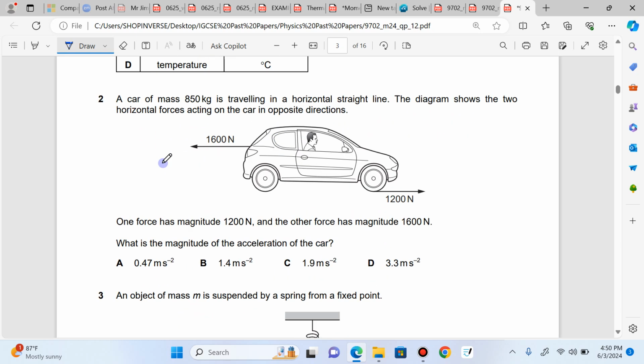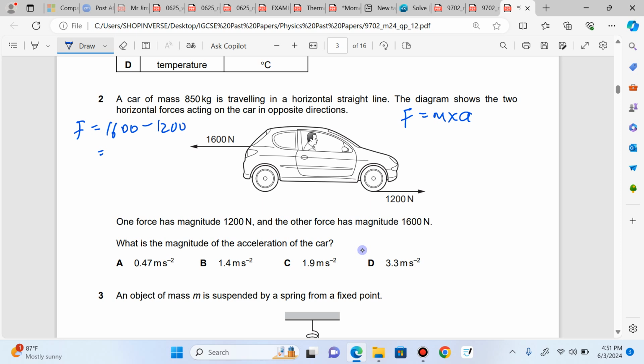Question number 2. A car of mass 850 kilograms is traveling in a horizontal straight line. The diagram shows two horizontal forces acting on the car in opposite directions. One force has a magnitude of 1200 Newton and the other force has magnitude 1600 Newton. What is the magnitude of acceleration of the car? You know, the resultant force acting on the car is equal to its mass multiplied by its acceleration. Now, what is the resultant force acting on the car? It is the difference between the two forces, which is 1600 minus 1200.